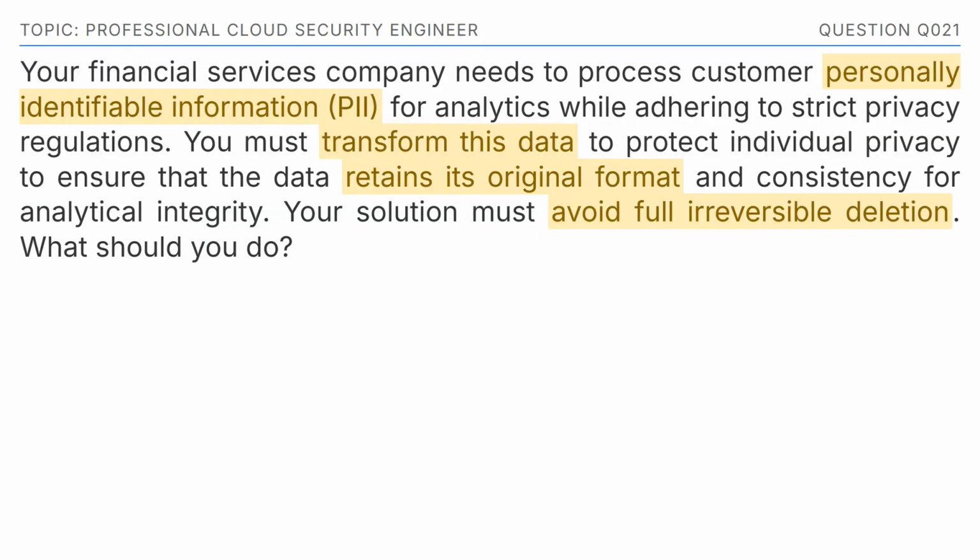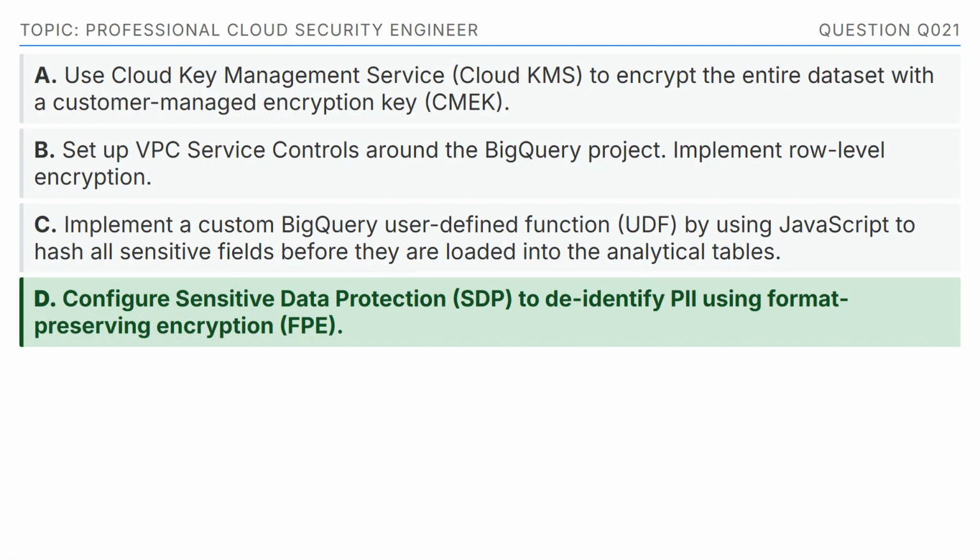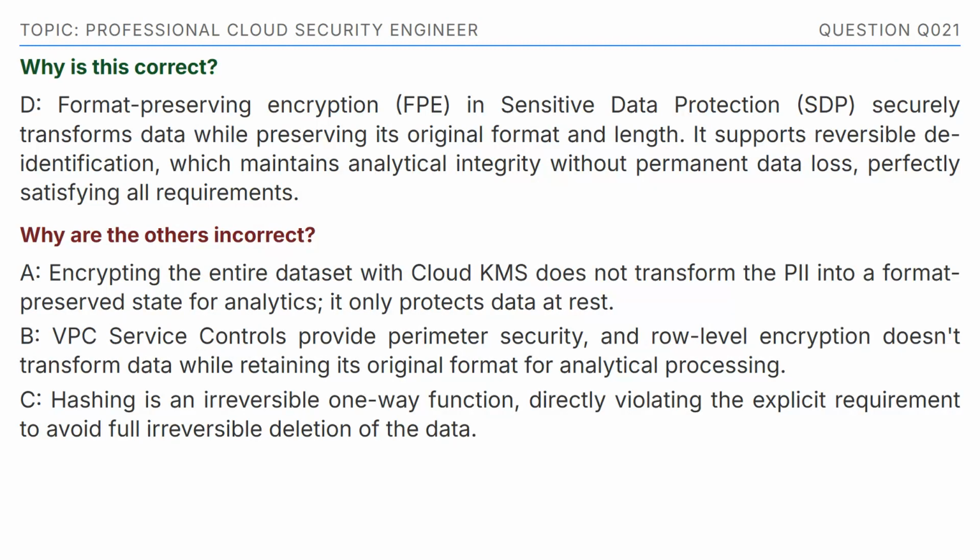To arrive at the correct answer, we focus on the keywords: personally identifiable information, PII, transform this data, retains its original format, avoid full irreversible deletion. The correct answer is option D, configure sensitive data protection, SDP, to de-identify PII using format preserving encryption, FPE. Why is this correct? D. Format preserving encryption, FPE, in sensitive data protection, SDP, securely transforms data while preserving its original format and length. It supports reversible de-identification, which maintains analytical integrity without permanent data loss, perfectly satisfying all requirements.